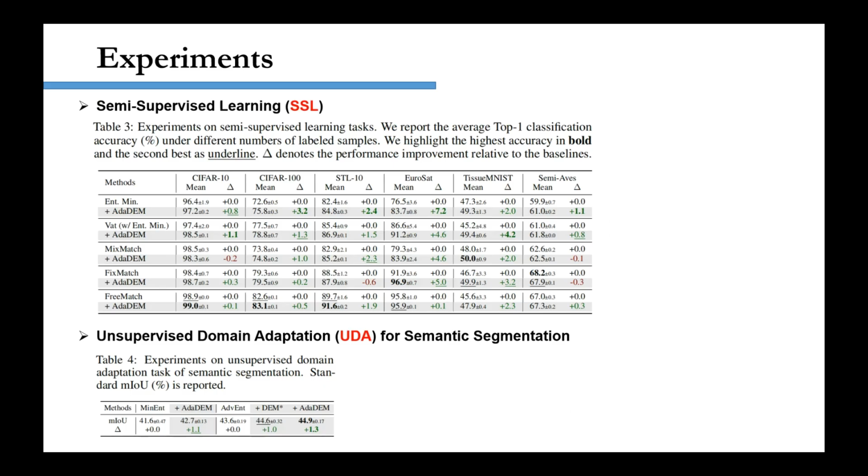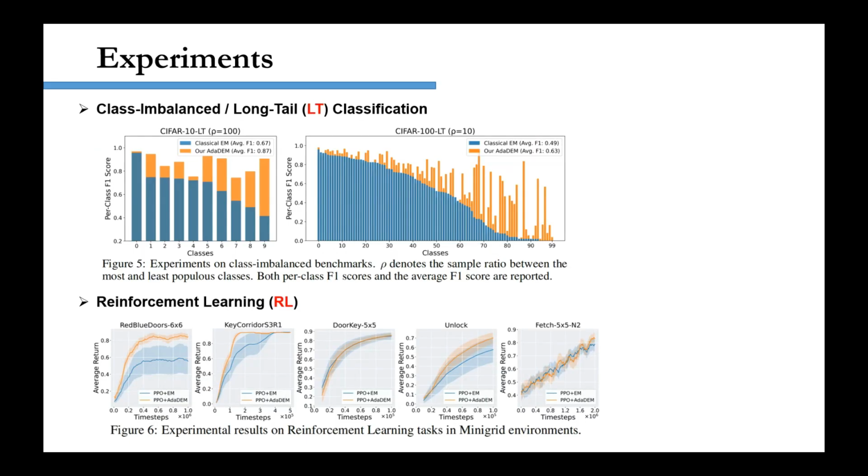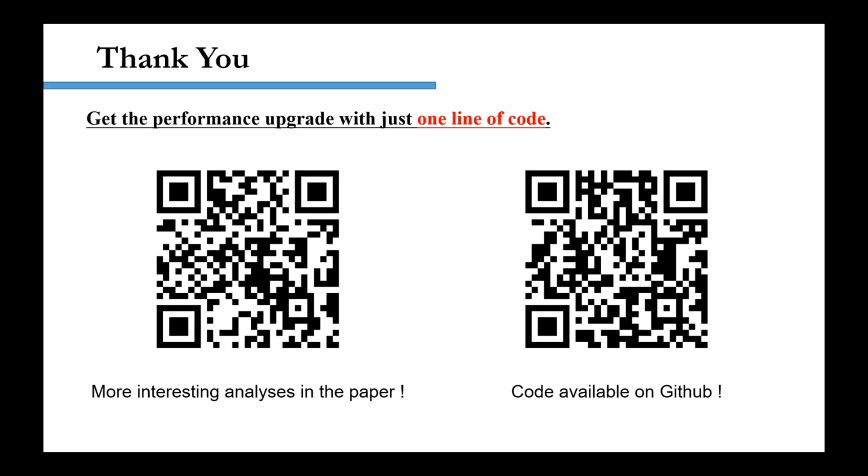Furthermore, the experiments were extended to more challenging scenarios, such as semi-supervised learning, unsupervised domain adaptation for semantic segmentation, class-imbalanced classification, and reinforcement learning. In all these cases, ADA-DEM demonstrated strong versatility and delivered consistent performance gains. In a nutshell, get the performance upgrade with just one line of code.